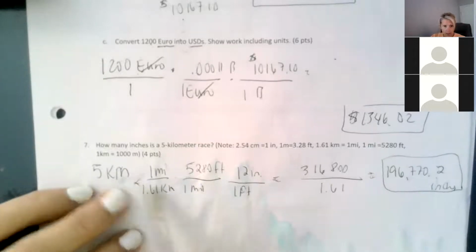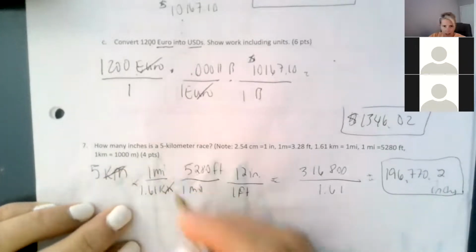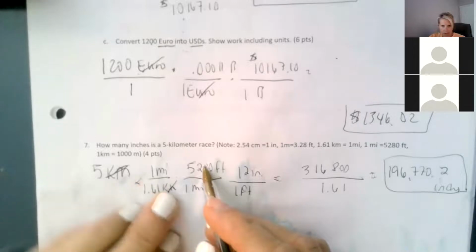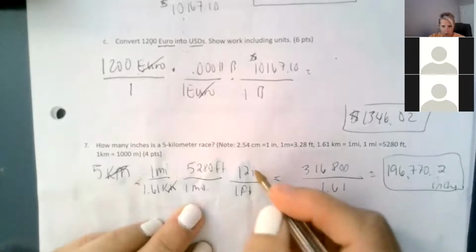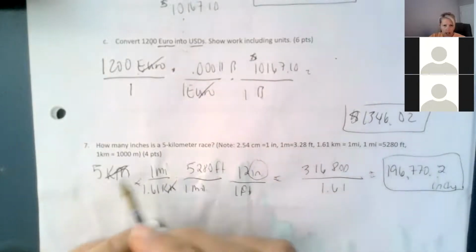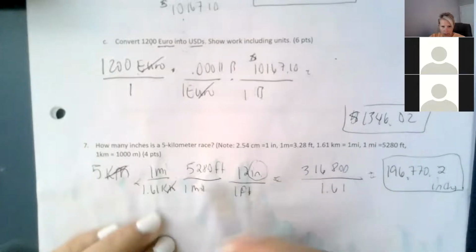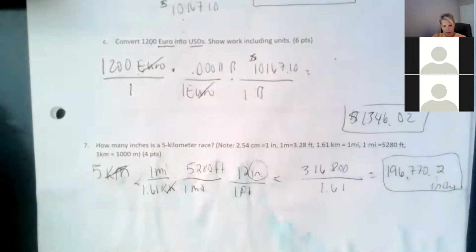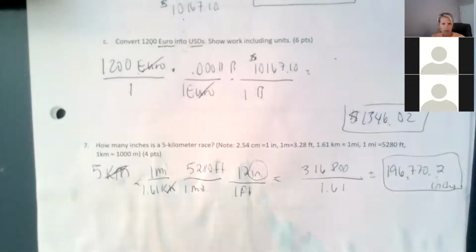I canceled out my kilometers into miles. And then to cancel out my miles, I use my feet. And then to cancel out my feet to get to inches, because inches is overall what I wanted. And then when we multiply straight across, we get 316,800 over my 1.61. And when I divide, depending on, like I said, you might have been just a little bit different than mine, and I didn't count it wrong because of the little bit different strategy on your exchange.